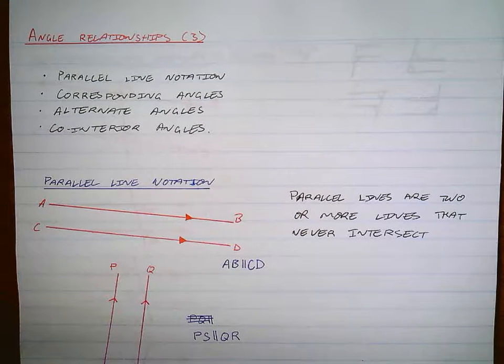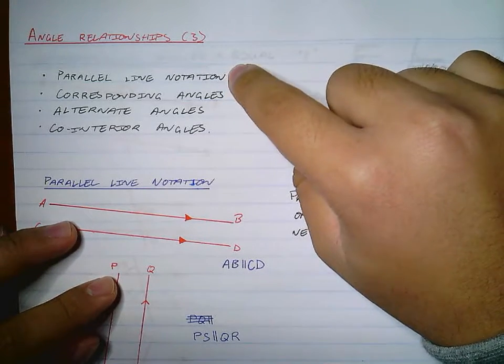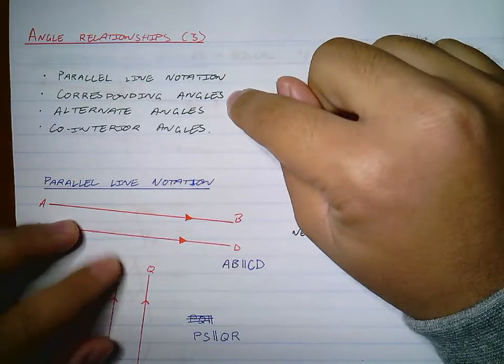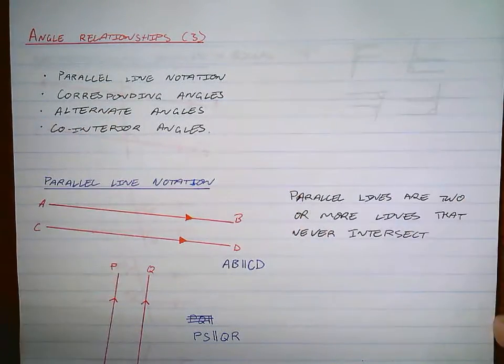Hello class, this is a video tutorial on angle relationships. In particular, we will be looking at parallel line notation and the relationships in the angles between them. We have corresponding angles, alternate angles, and co-interior angles.